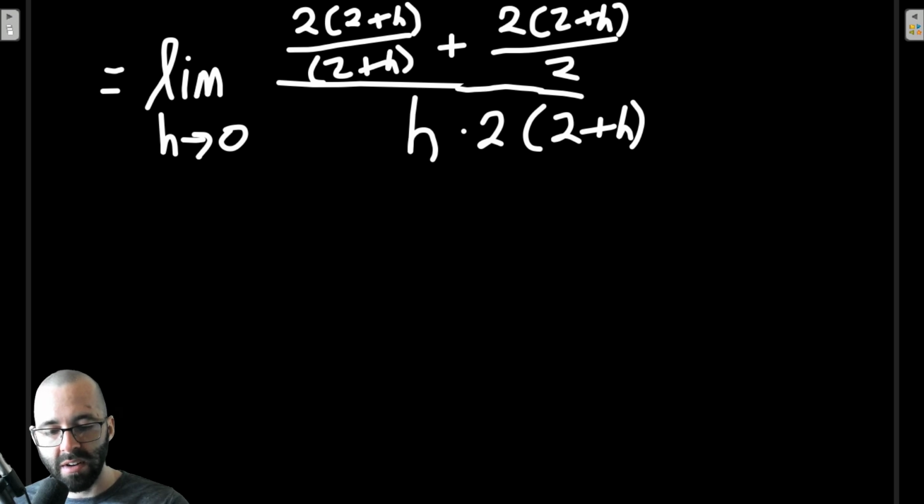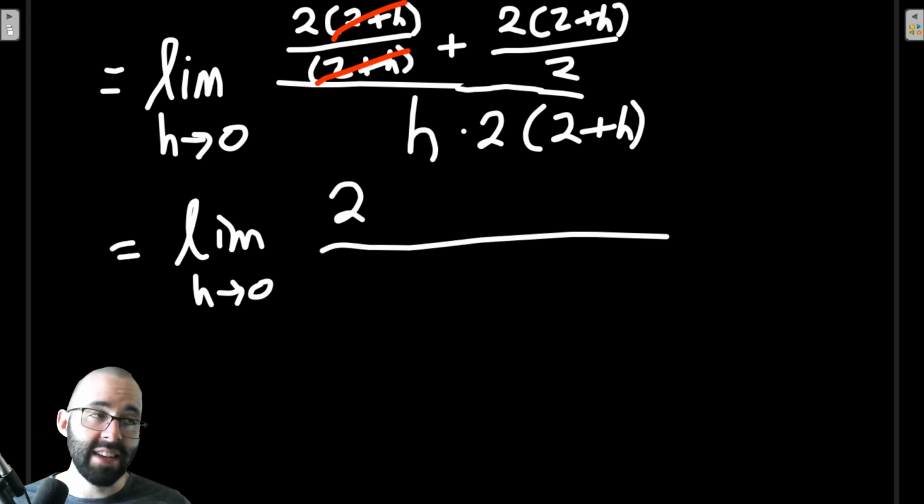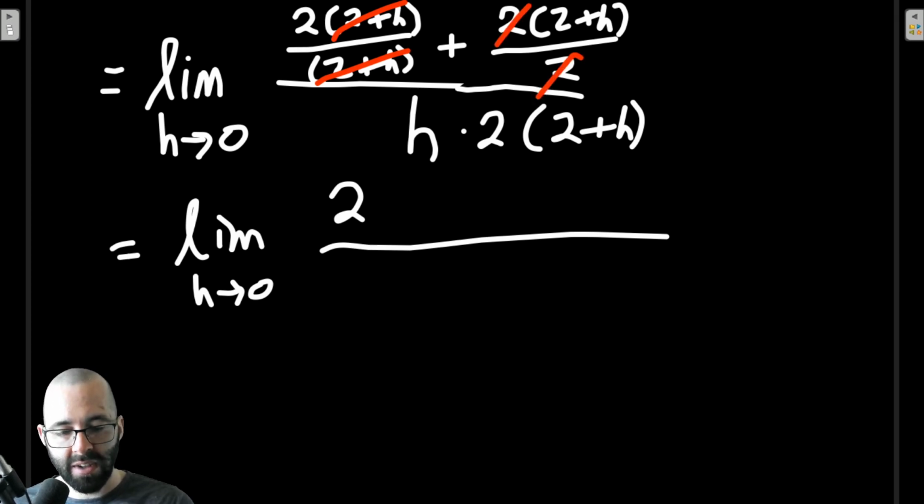Look at this numerator. 2 plus h cancels away. We have the limit as h goes to 0 of just now 2. All right, that's a heck of a lot better. And look at that second fraction in the numerator. 2 divided by 2, that cancels out. We're just left with 2 plus h.